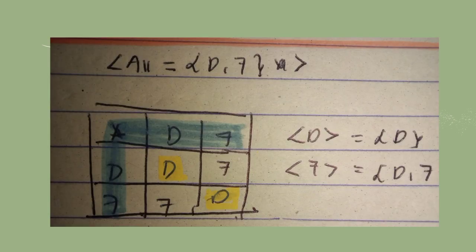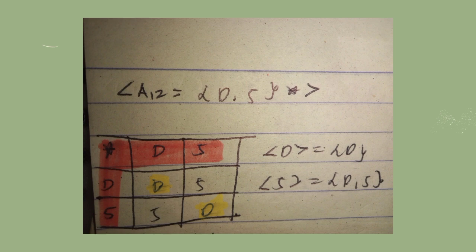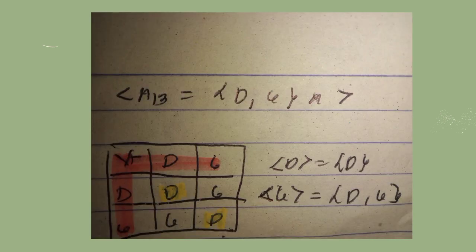Next, we have A sub 11. As you can see, it is abelian and it has a generator of 7. Next, we have A sub 12. It is abelian and has a generator. Next, we have A sub 13. As you can see, it is symmetric from its diagonal, so this is abelian and it has a generator, which is 6. Therefore, it is a cyclic subgroup.